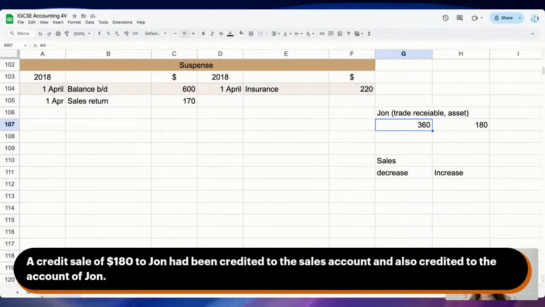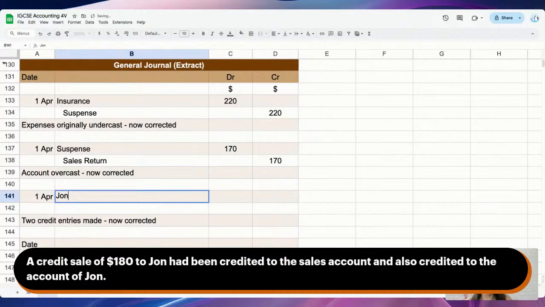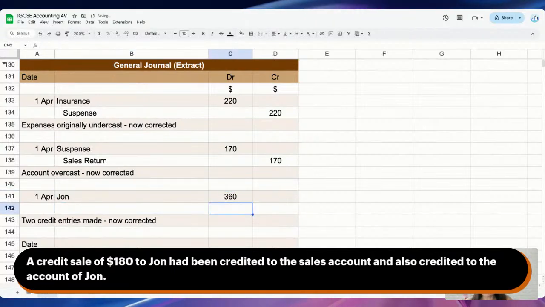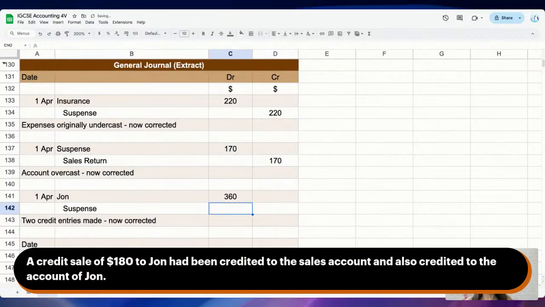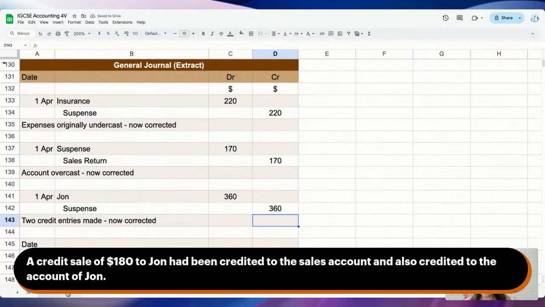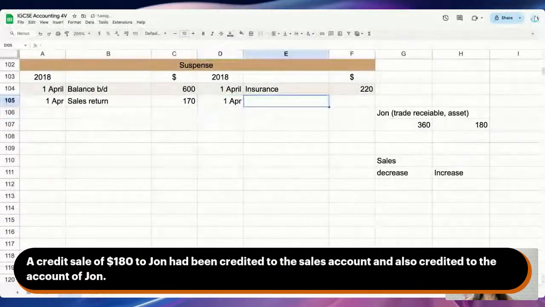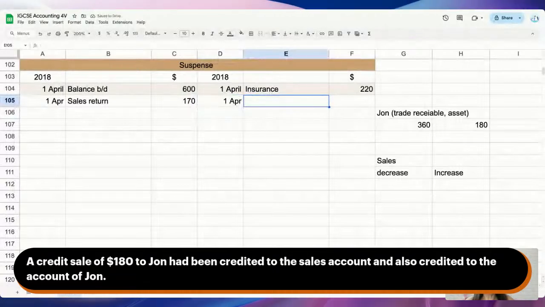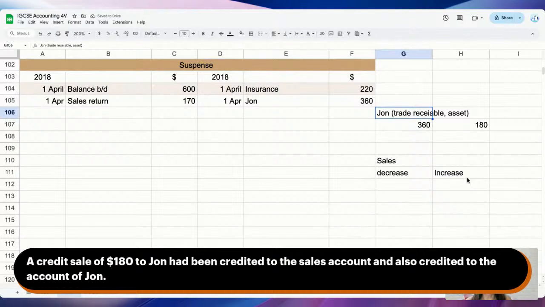All right. So what we need to do here, we again go to the general journal. Let's say it's 1st of April, and then John's account, I need 360. And then for the suspense account, which is the other side, we credit 360. So that is the case. Then we go back to the suspense account, credit side. Just now I remembered the suspense is credit side, and then it is John, and then it is 360. Okay, so I hope all this makes sense to you.